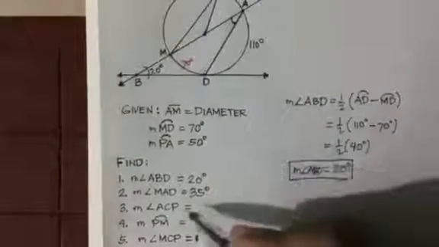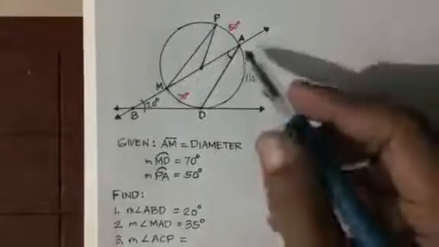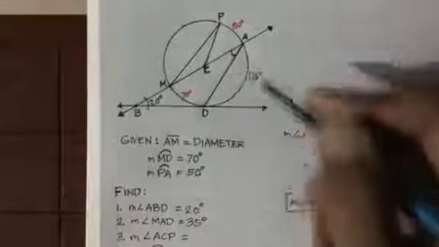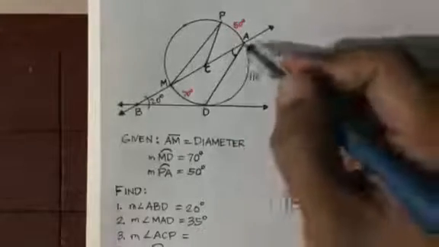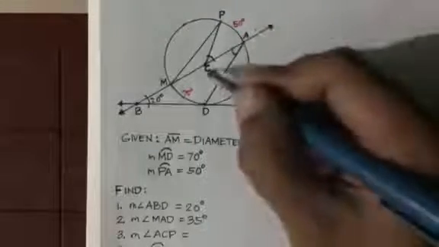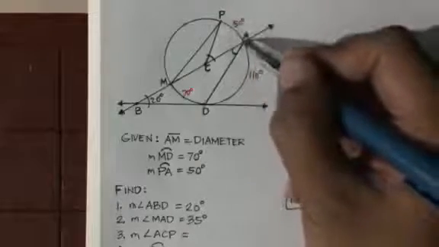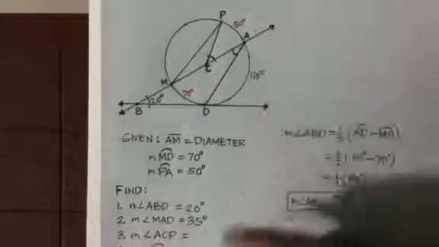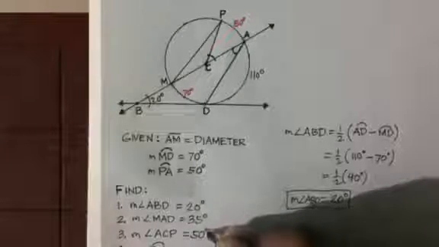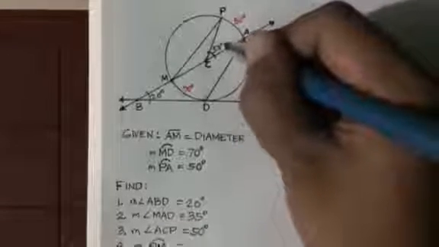Next, the measure of angle ACP. Here, C is the center point. So angle ACP is a central angle. The measure of arc PA is 50 degrees, so the measure of angle ACP is also 50 degrees.